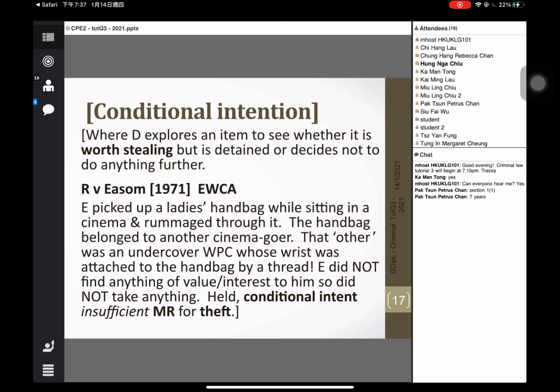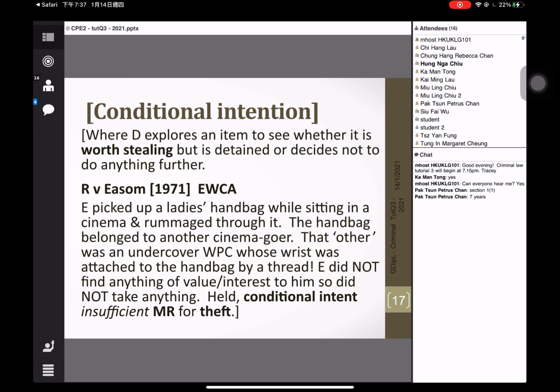So there was a thread between her and the handbag. Now maybe here the defendant would have picked out goods like money or something like that, but he wasn't interested in the tissues and the handbag, so he didn't find anything of value.